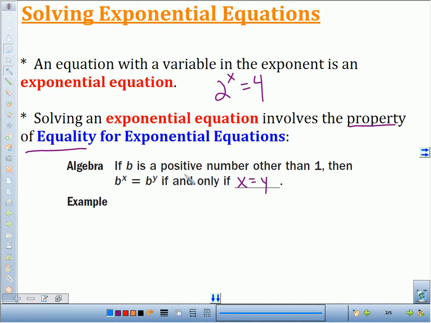Now, it seems a little confusing here, so let's look at an example to see how this would actually show up in a problem. For instance, if I had 5 to the x equals 5 to the 4th, well then, since I have a term here with the base of 5 equaling a term here with the base of 5, I can ignore the bases. I can just pretend like they don't exist and say that x equals 4. And that would be the solution to the equation. Pretty simple. Let's look at how it shows up in maybe a slightly more complicated way.